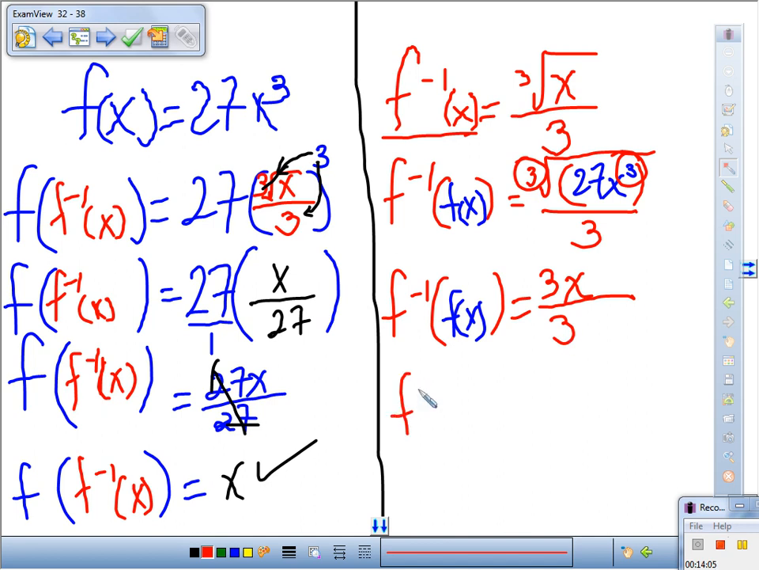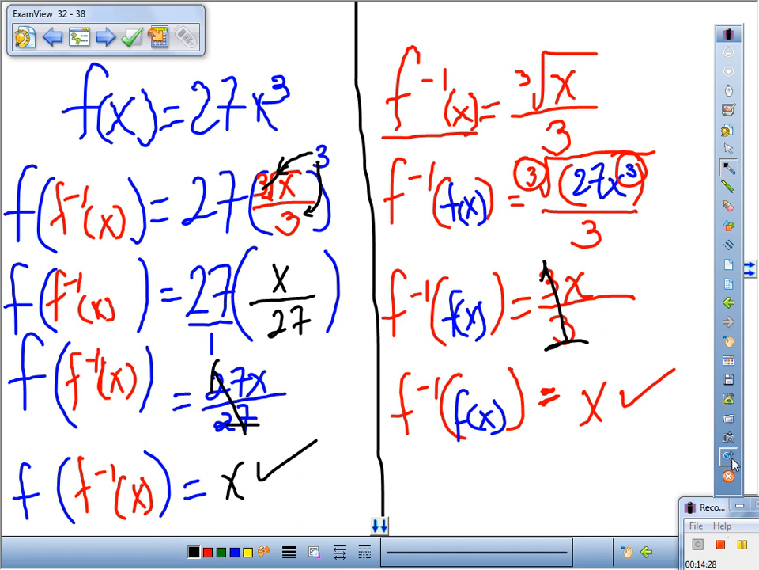So my next step, f of x equals, what is 3 over 3? 1, so we're left with x. And we're done with our check. All right, these are pretty good, right? All right, so let's graph this.